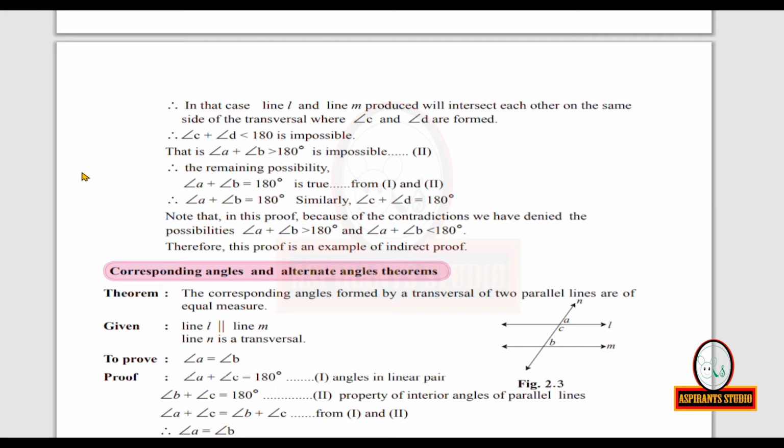In this proof, we have proved by the indirect proof method. So this is an example of indirect proof.